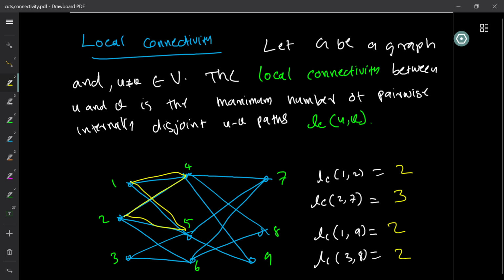Now, local connectivity. Earlier we saw that if the graph is 2-connected, then between any pair of vertices the local connectivity is at least 2, that you have two internally disjoint paths between them. One can generalize this, and Menger's theorem basically connects these two parameters, local connectivity and connectivity. If the graph is k-connected, then you will be able to find k internally disjoint paths; the local connectivity is at least k between any pair.